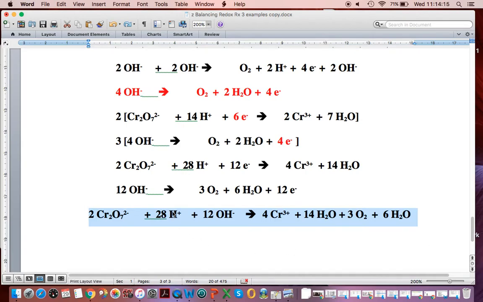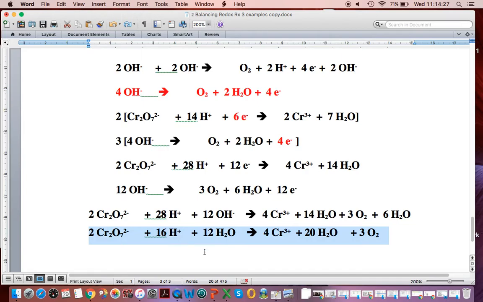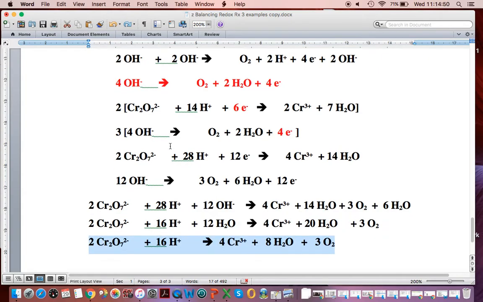Now, what we also see is we have 28 H pluses and 12 OH minuses. So overall, 12 of those H pluses are going to get together to make waters. So there's our 12 water, and that left behind 16 H pluses. And we still had the 12, and here I had 14 and 6, and that's why it's 20 waters there. So more simplifying to do. The H pluses are all good now, but we had 12 there and 20 there. So that's going to boil down to 8 waters on the right.